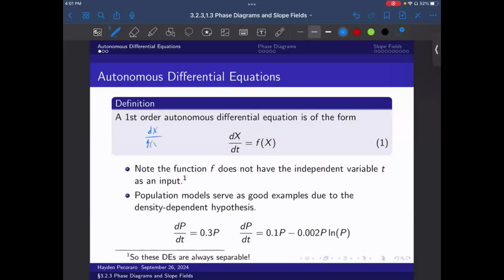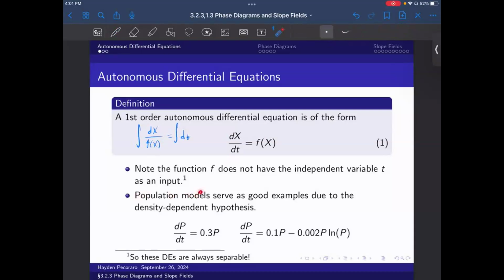dx over f(x) equals dt. And then you can say, all right, if we integrate that, then we get a solution here. But the problem is that this function may not always be easily integrable. What we want to do here is use the form of this equation to qualitatively analyze the solutions to autonomous differential equations.